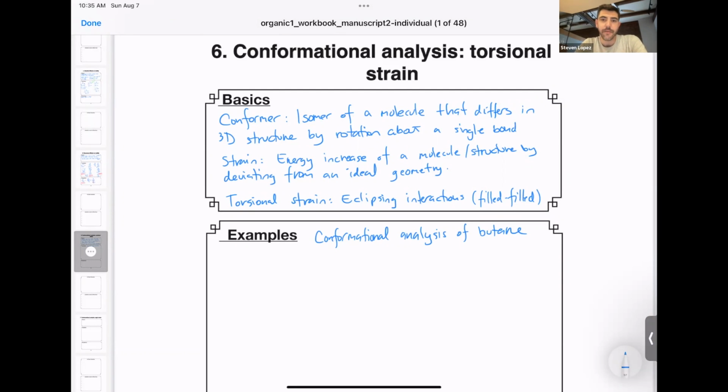Today, we'll be talking about conformational analysis. This will be one of the first episodes on this topic that I've broken down by types of strain energy. But before we jump into a conformational analysis, let's run through some definitions.